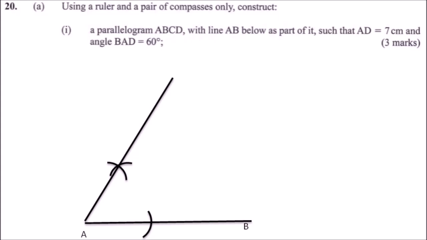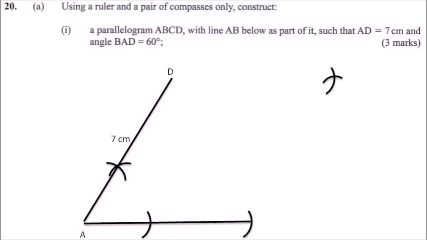And in our question, we are told AD is equal to 7 centimeter. So from A, you measure 7 centimeter, and that is where you get your point D. So those are 7 centimeter, and that is where point D is. Mark your point D in that position, 7 centimeter.